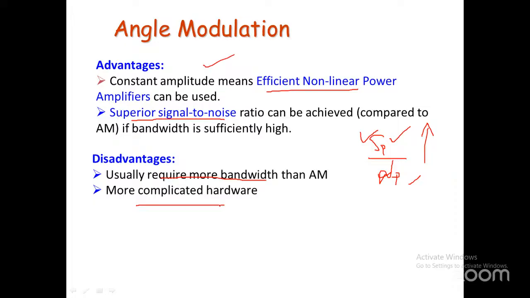FM is almost equal to SSB. రెండు ఒకే రకం ఉంటాయి. Single sideband modulation and FM are both almost the same. Narrow band FM is equal to SSB. Wide band FM is normally used in our radio systems.